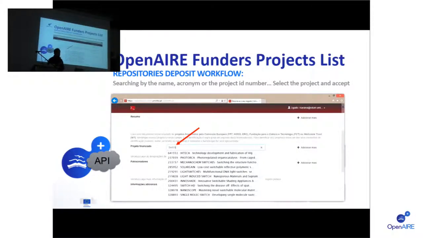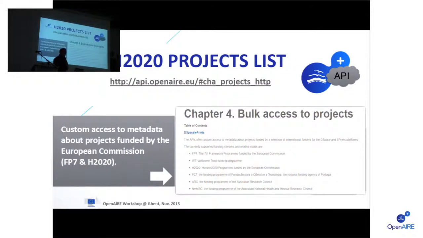And also in other institutional and national repositories that are using the OpenAIRE project list, the author or the person that is depositing the publication can easily identify the project when they are depositing. So all these repositories use the OpenAIRE project list that we can embed in the repositories to simplify the life of the authors that are depositing and complying with the Horizon 2020 policy.